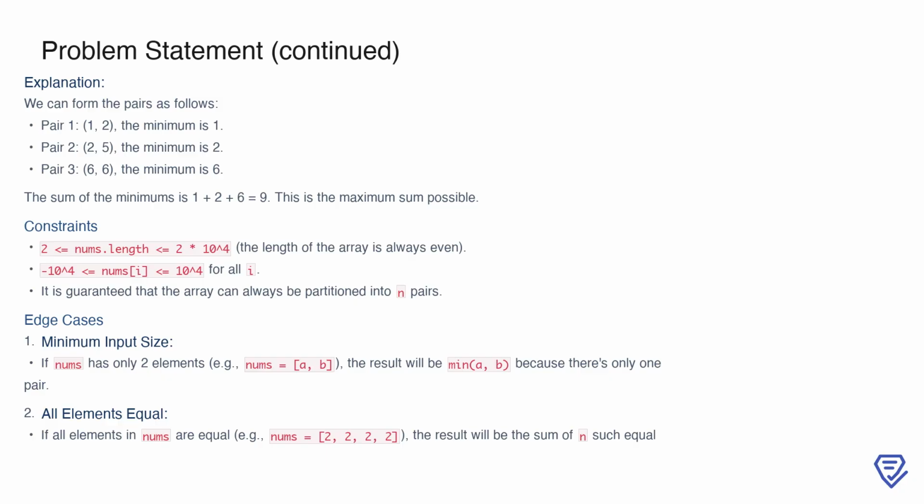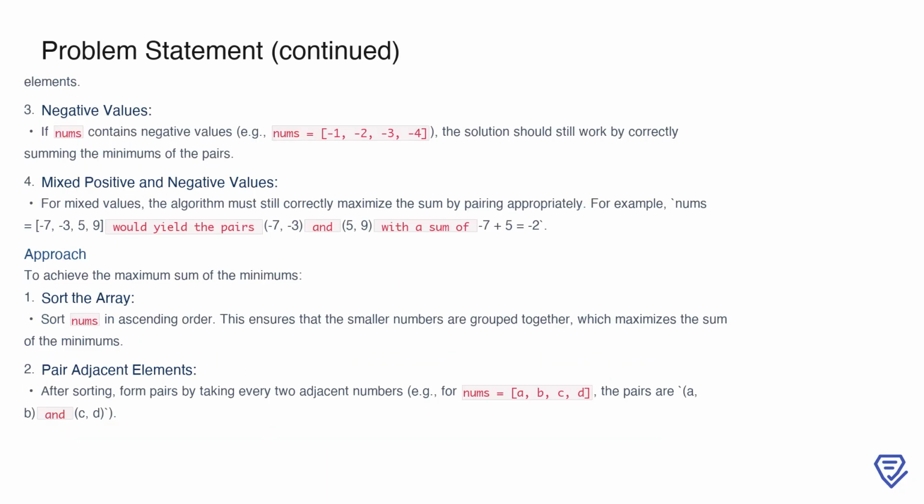constraints and edge cases. There are a few important constraints and edge cases to consider. First, the length of the array is always even, between 2 and 20,000 elements. Each value in the array is guaranteed to fall between -10,000 and 10,000, and the array can always be partitioned into valid pairs. For edge cases, if the array has only 2 elements, like nums equals [a, b], the result will simply be min(a, b). If all the elements in the array are equal, such as nums equals [2, 2, 2, 2], the result will be the sum of n identical values.